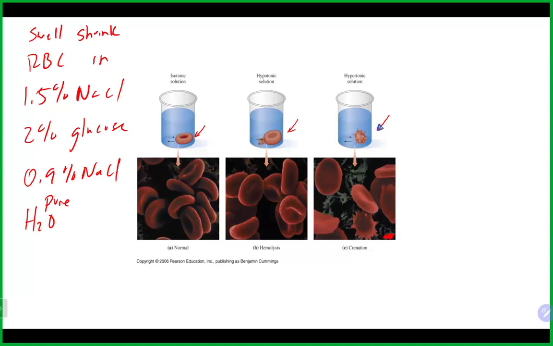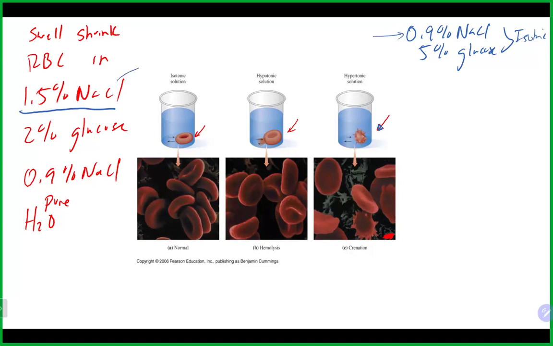Okay, so let's take a look. Remember the two numbers that you should know: basically 0.9% sodium chloride and 5% glucose. And again, these are isotonic, right? So when we look at our red blood cell in a 1.5% sodium chloride solution, 0.9 is isotonic, so 1.5 is definitely more than, right? So this would be a hypertonic solution.